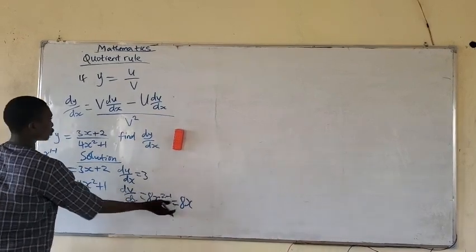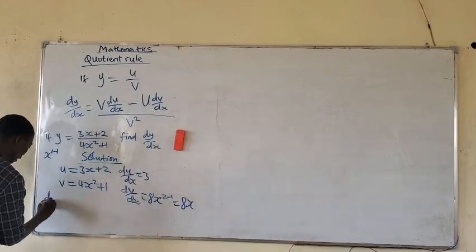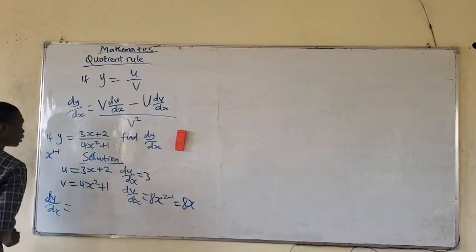So substituting this into our formula, we have dy/dx equals v.